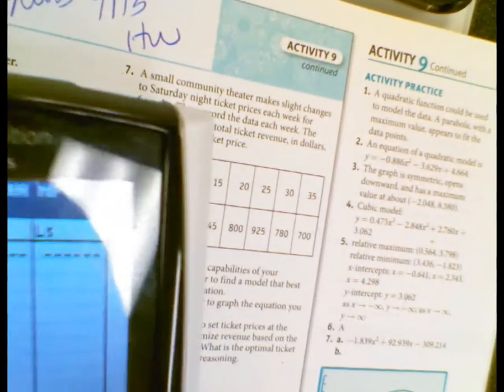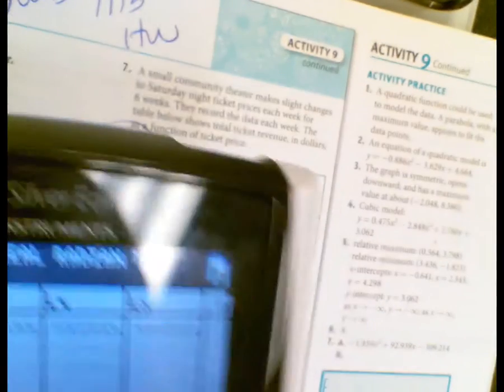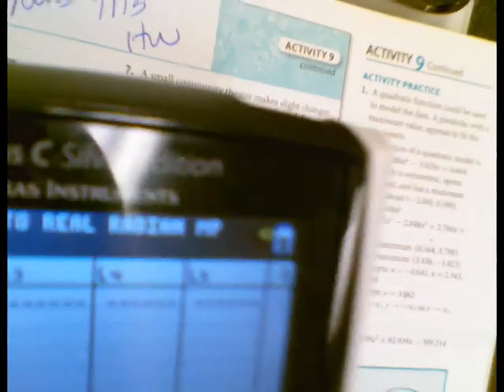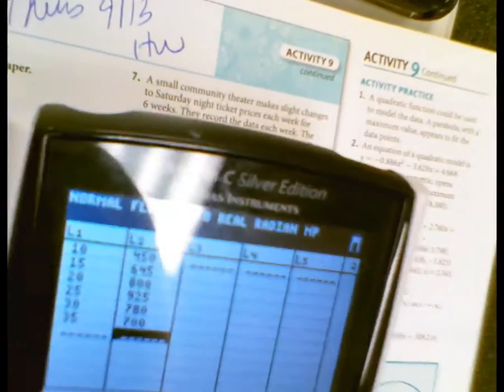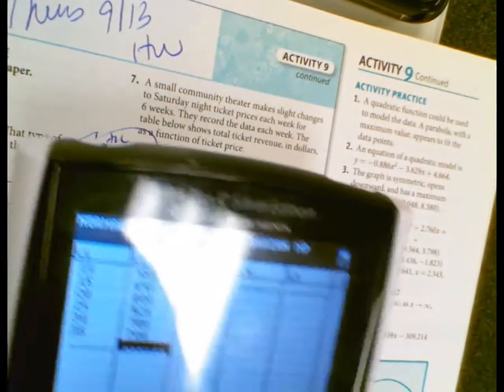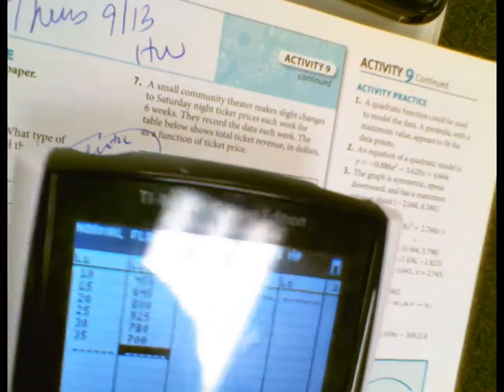And then we have 450. Oops. 450. 645. 800. 925. 780. And 700. Okay, so there's those. And this is number 7. Then we got them entered.